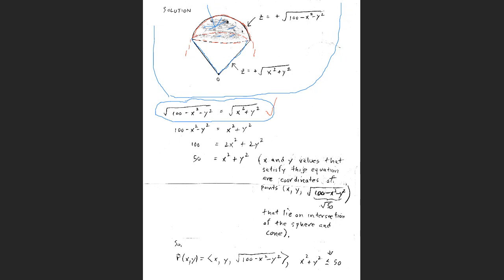I'm going to assume my parameters are x and y. Okay, and I need to know what's the domain on x and y. What's the domain on my parameters?